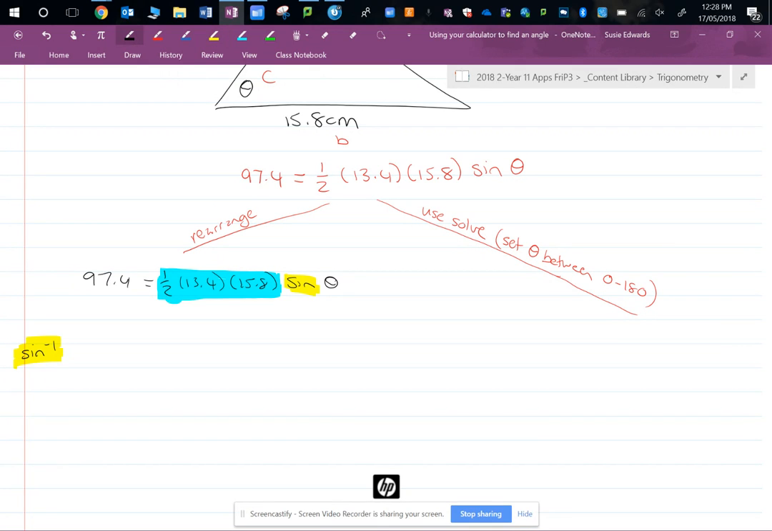So to rearrange this, I change the sine to inverse sine. And then I've got 97.4, because that's still staying in the same place, divided by, now if you wanted to, you could write 2 at the top. It's 2 times 97.4 to get rid of the half, but I just find it's just as easy to write half times 13.4 times 15.8 equals theta. So we rearrange it in the same way each time. We just go inverse sine.